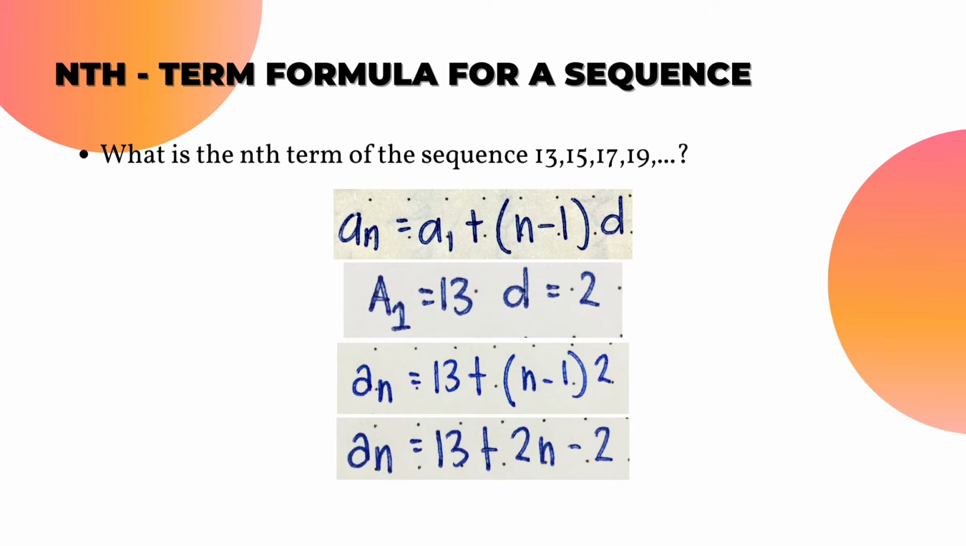After that, simplify na natin. So, by using distributive property, multiply natin yung 2 sa n minus 1. So, 2 times n is equal to 2n and 2 times negative 1 is equal to negative 2. Let's combine similar terms. As what you can see, walang kapareha si 2n, so kukopyahin lang natin siya. Then, yung dalawang value natin na natira, pagsasamahin natin. So, 13 minus 2 is 11. Thus, the nth term of the sequence 13, 15, 17, and 19 is 2n plus 11.